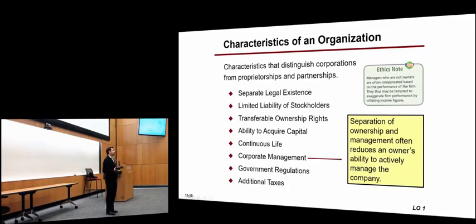So for example, you as a shareholder, you do not have the right to buy inventory in the name of the company. With partnerships, usually a partner's actions are binding to the company. With corporations, there's a separation. That leads to certain problems.